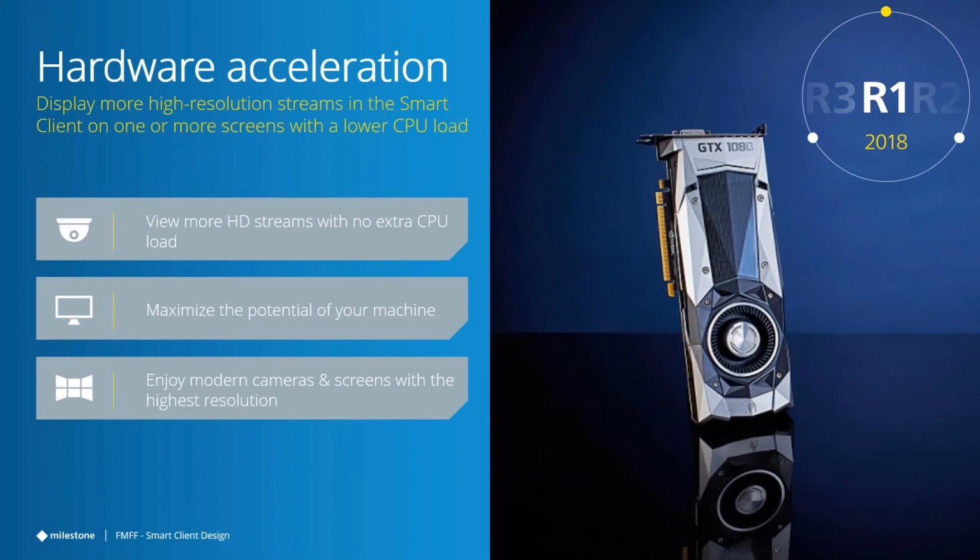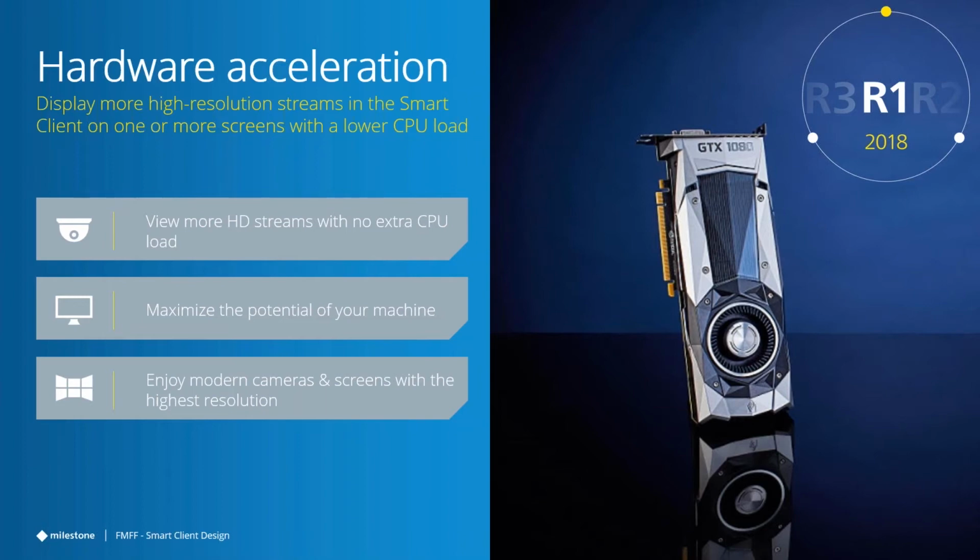Now, the first time that we actually released hardware acceleration was back in 2016, and that was utilizing Intel's QuickSync feature, which, for those of you who are not familiar, is a feature that can utilize the built-in GPU. For select CPUs, it can offload the decoding of the video from the CPU and put it onto the GPU.